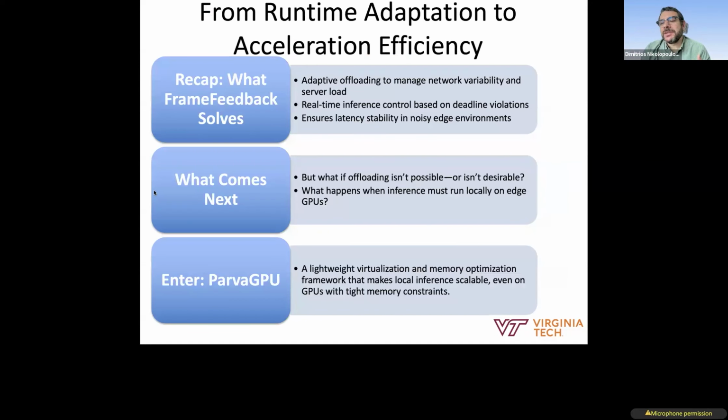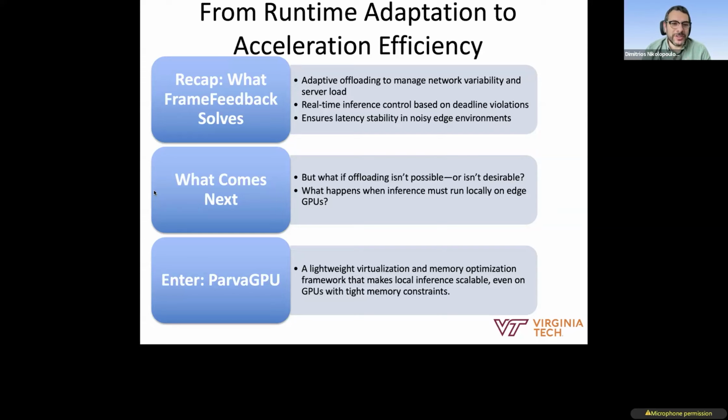Okay. So we've looked at HiPEAC, we looked at frame feedback. So we looked at when and how much to offload based on real-time system conditions. Now, there are other scenarios where offloading is just not an option, for many reasons. It can be privacy requirements, lack of availability of good network resources, other limitations. So this brings us to our third system that I'm going to talk about that specifically focuses on GPU inference efficiency.